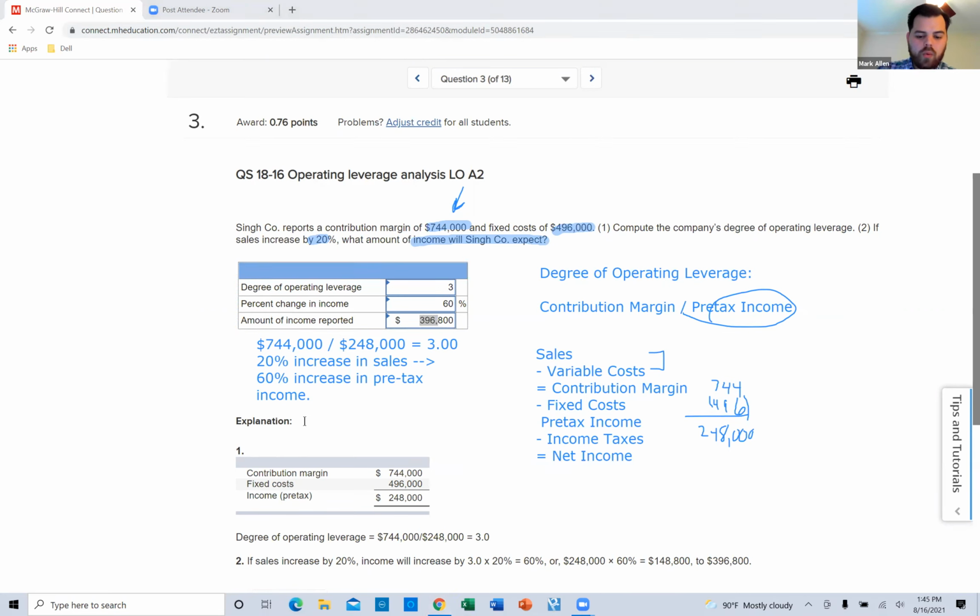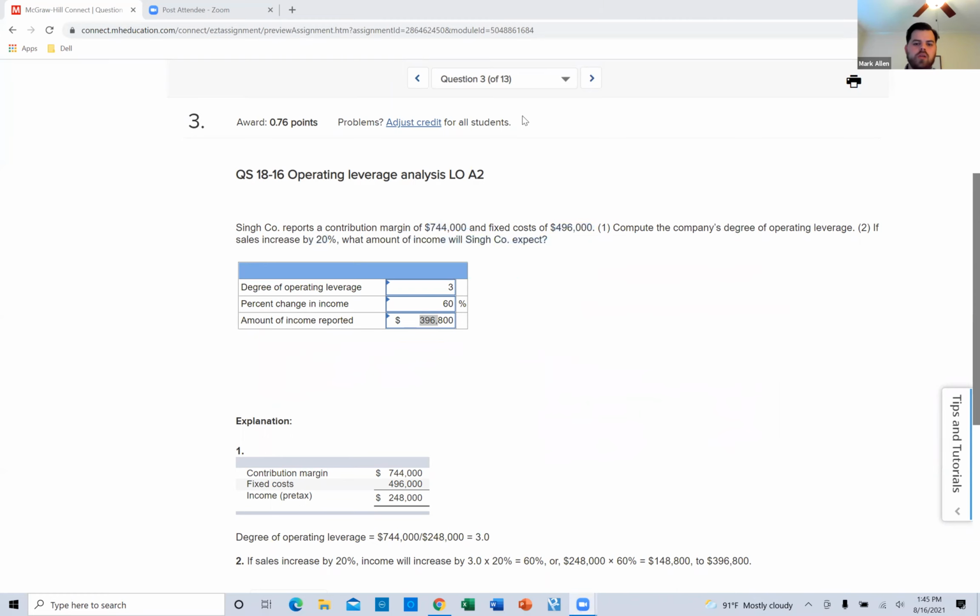So for the actual amount of income, in this case, what I'm going to do is I'm going to take the income that I'm starting at, 248,000, and I'm simply going to multiply that by 1 plus the increase, 0.60. And when I do that, I will come out to $396,800. So 248,000 times 1.60. And when you do that, that will give you the actual amount of income that we should be expecting. Very good. So this idea of leverage, very, very powerful stuff.